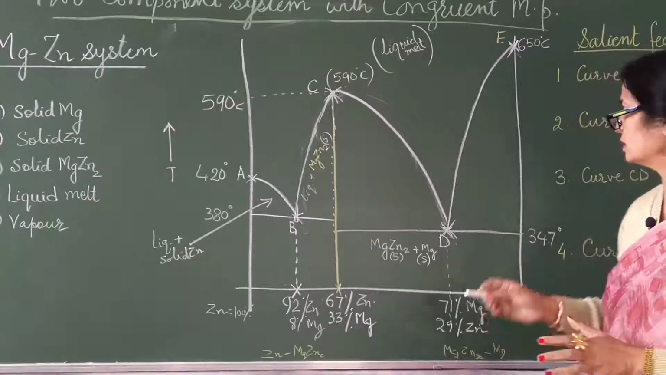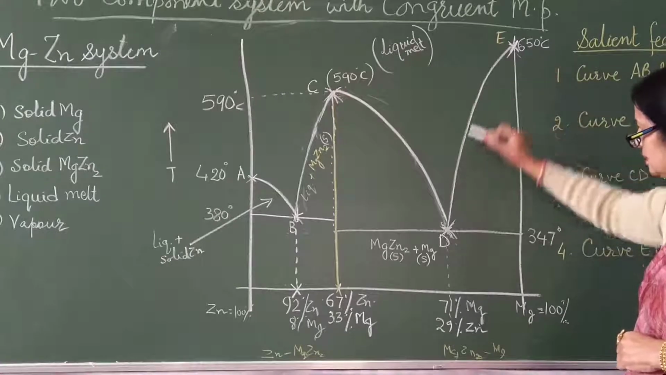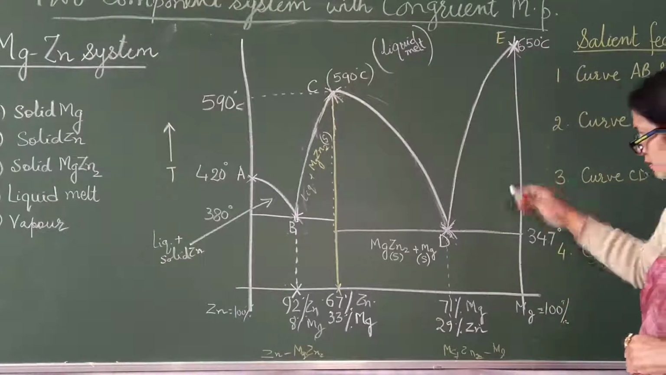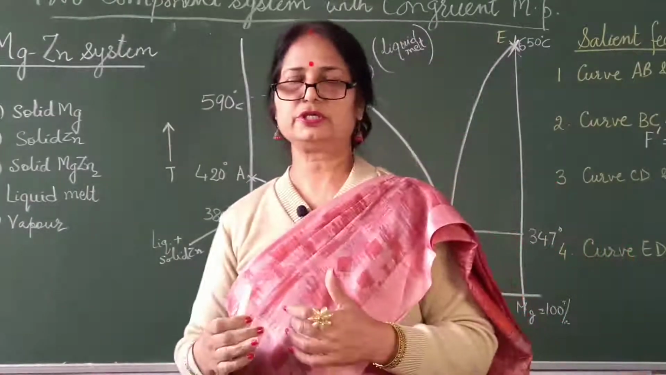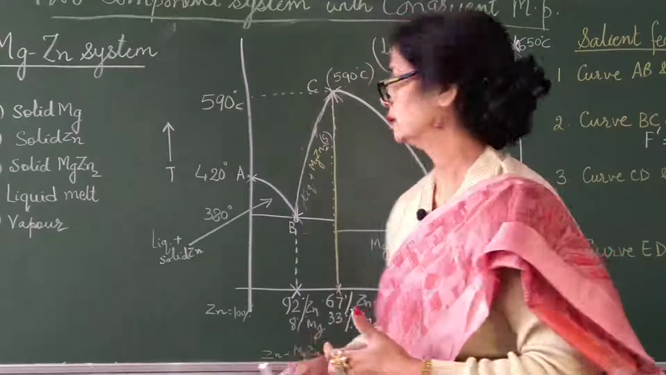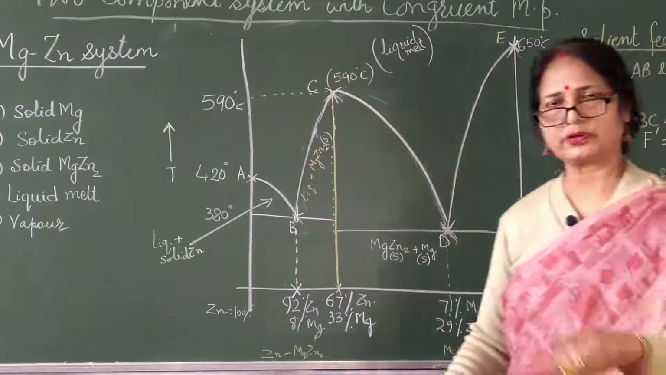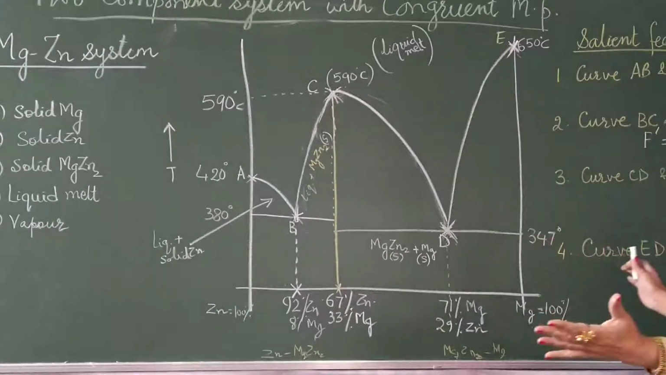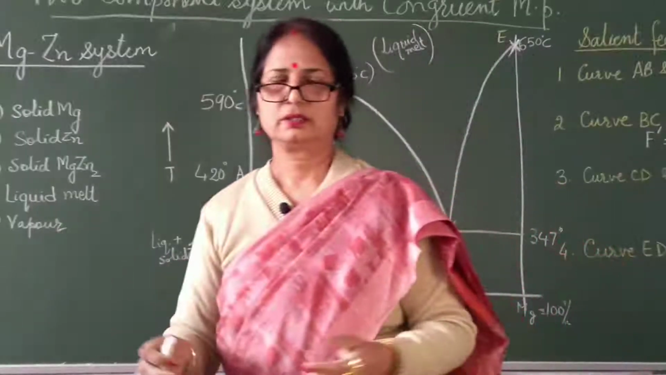Now come over to the last curve, which is ED. So what does ED represent? E is the melting point of pure magnesium. When we add zinc to it, the freezing point is lowered till point D is reached, which is the eutectic point I have just now discussed. So this is all about the zinc magnesium system.